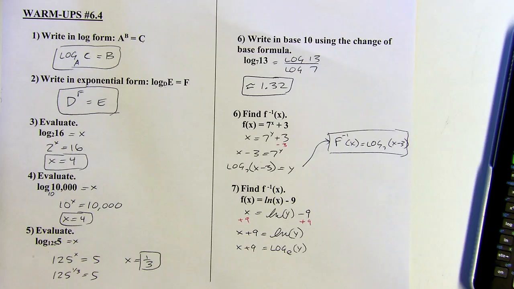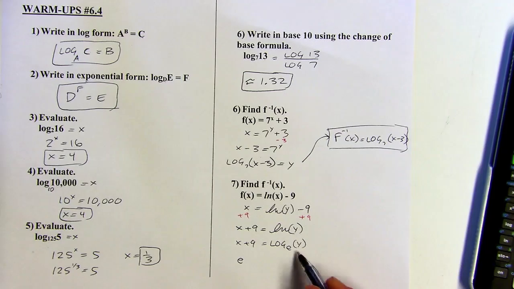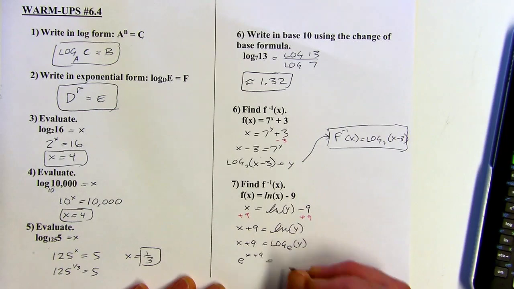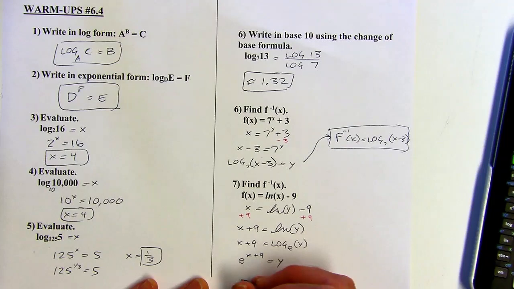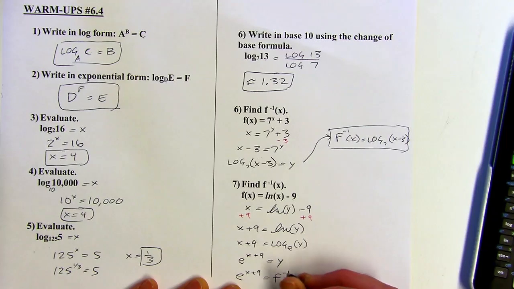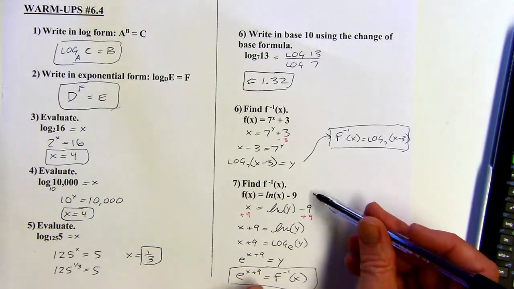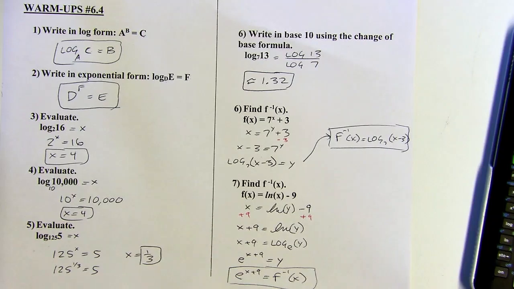Okay. So now converting this into exponential form, my base is e. The isolated part in log form is the exponent, so that means x plus 9 is going to be the exponent, and then the y is isolated now. Okay, and now I just put it back into function notation. And there we go. So when we have a natural log, the inverse of that is going to be an exponential function that involves e. That's always going to happen as well.